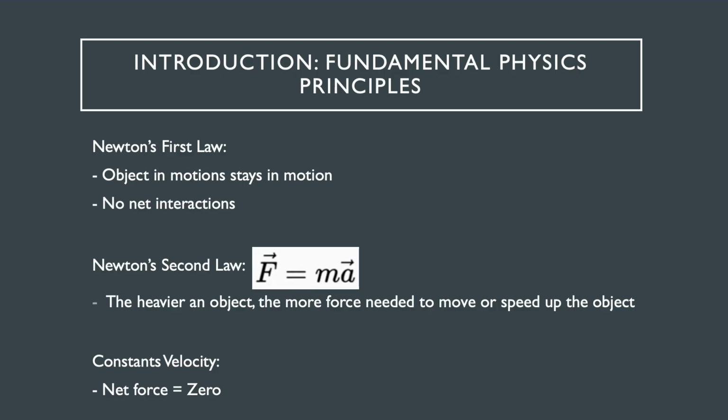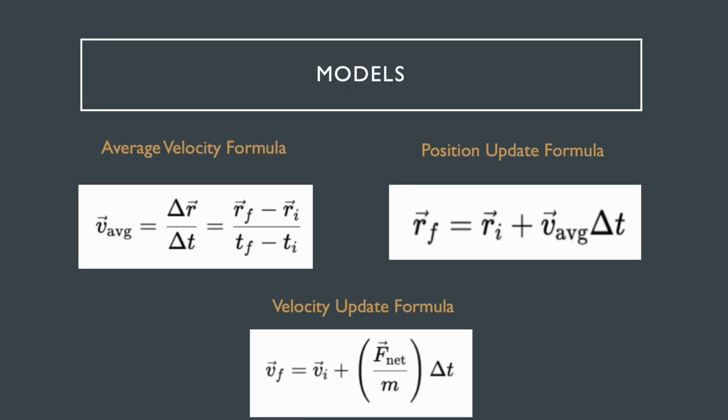So here are the fundamental physics principles. Newton's first law states that objects in motion can stay in motion unless acted upon by another object, essentially saying that there's no net interactions. Additionally, Newton's second law is F equals ma, so saying the heavier an object is, the more force will be needed to move or speed up the object. And finally, the constant velocity principle is that since there's no net force, the acceleration will be zero.